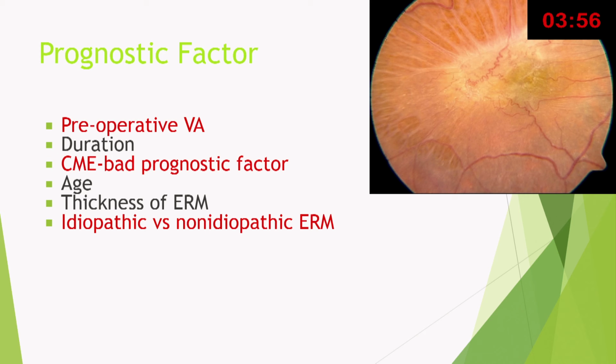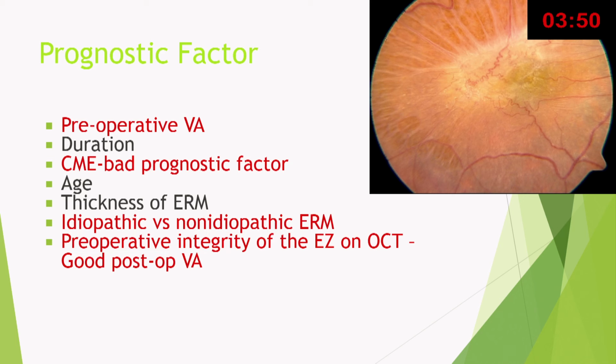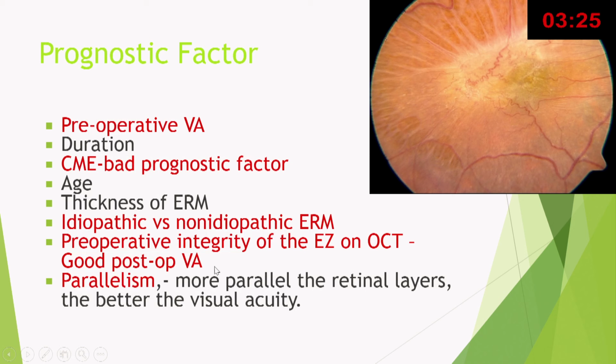If the visual acuity preoperatively is bad and CME is there, then you have a bad visual prognosis. Idiopathic epiretinal membranes have a better visual prognosis as compared to non-idiopathic epiretinal membranes. If you have good integrity of the ellipsoid zone on OCT, you will have good postoperative visual acuity. The more parallel the retinal layers, the better the visual acuity.